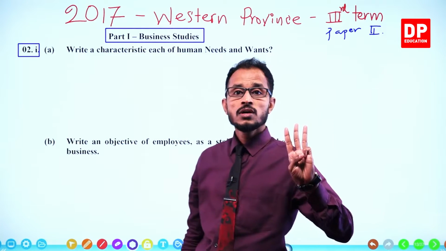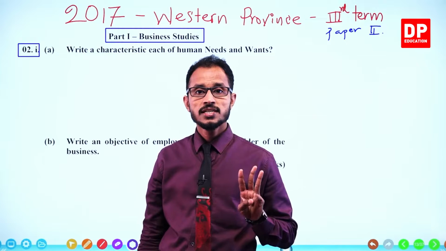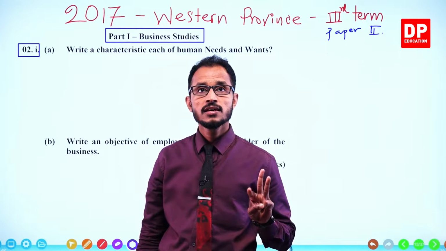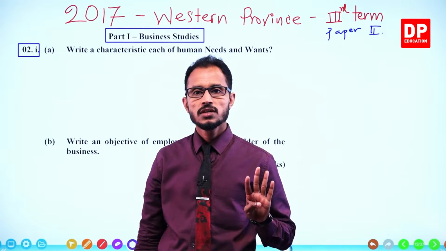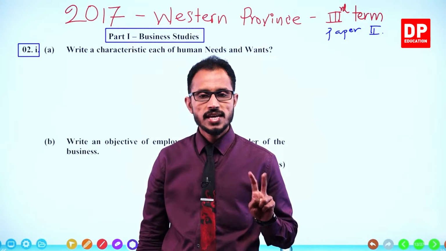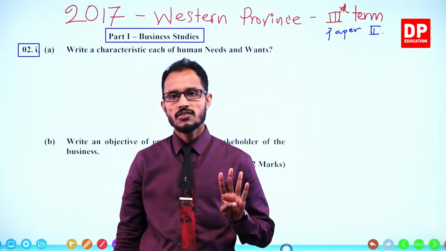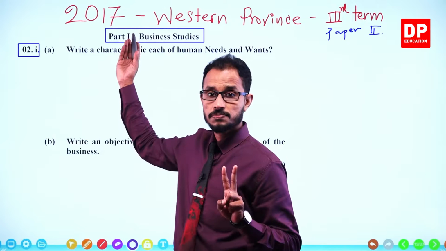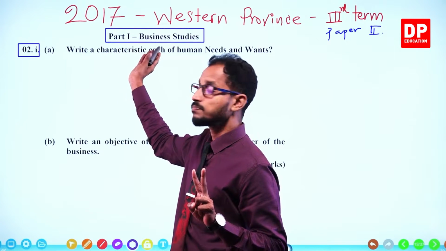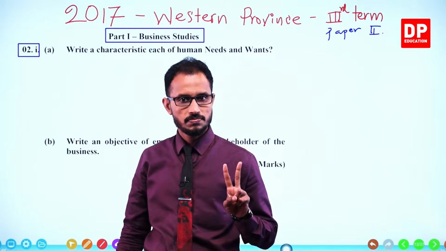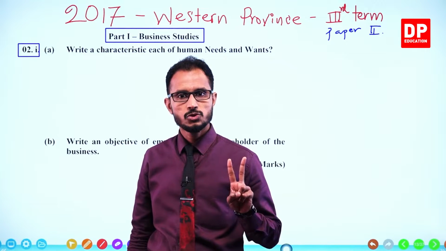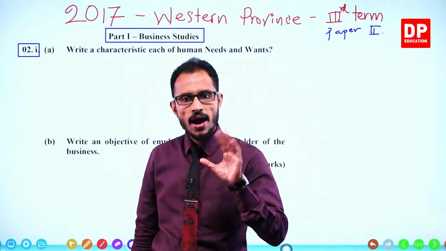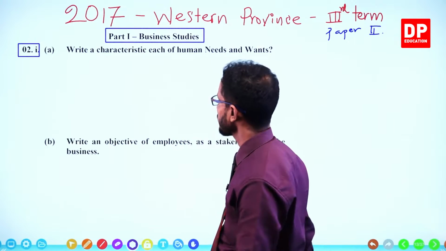As you know, second question, third question, and fourth question. You get 3 questions in the business studies part, and you have to answer only 2 out of 3. For each question, you will get 8 marks, right?